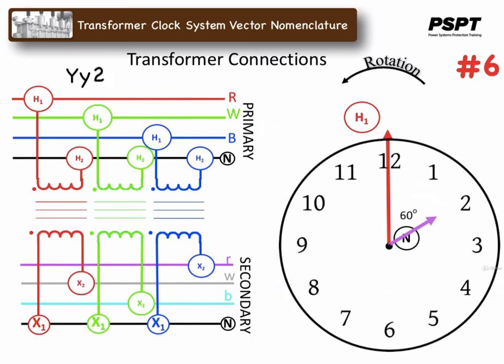The clock system of vector nomenclature would tell us that there is a 60 degree displacement in the secondary voltages, and the clock system would then read YY2.